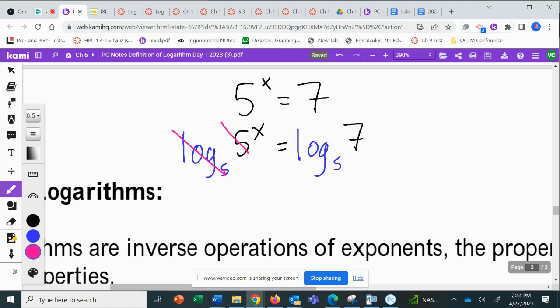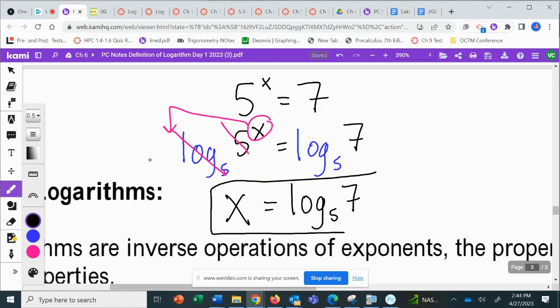That will cancel out the log base 5 and the 5. Remember, the x goes in front. So we have x equals log base 5 of 7. This is the exact answer. That's the exact answer. I'm going to give you the approximate answer, and I'm going to teach every single person in here how to type it in any calculator.